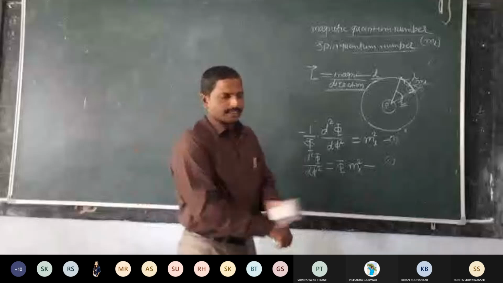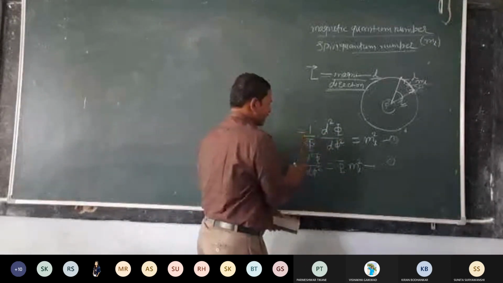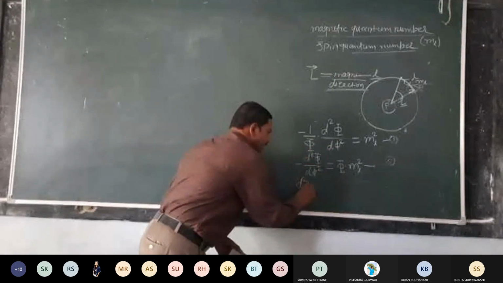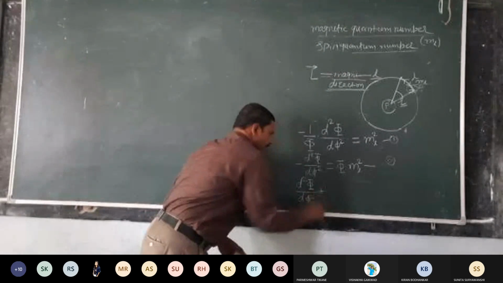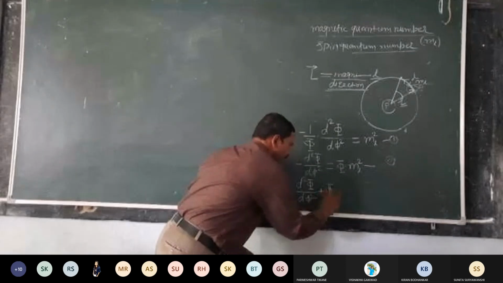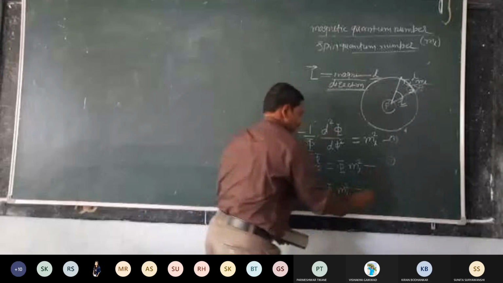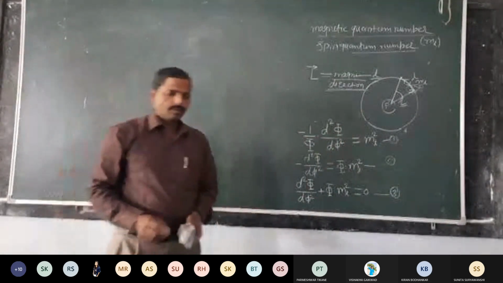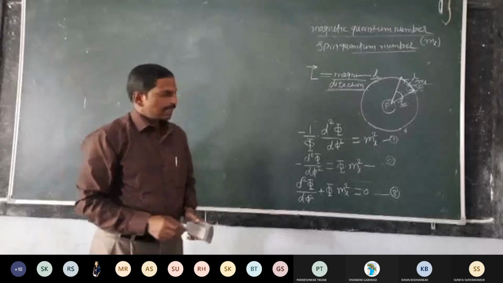Okay, and on rearranging, this is a minus, this is a minus, so on rearranging we can write it as d square phi upon d phi square plus phi into ml square is equal to 0. Give this as equation number 3. Okay, then now see here.